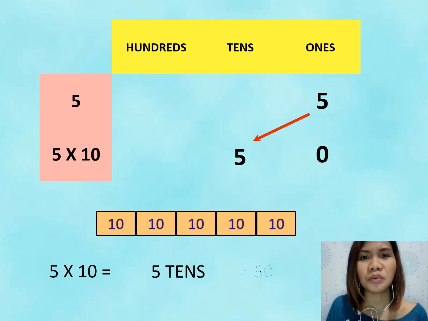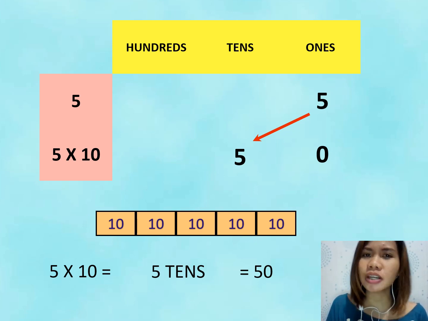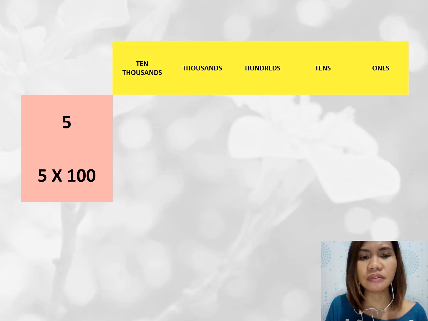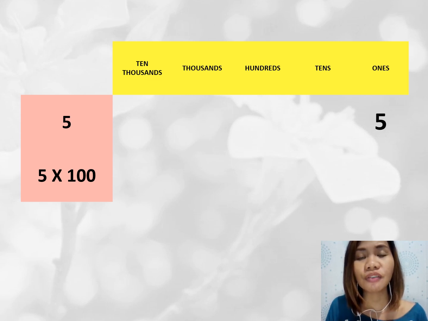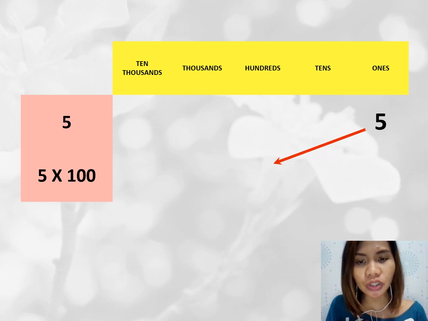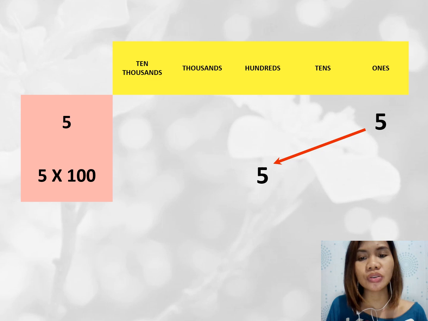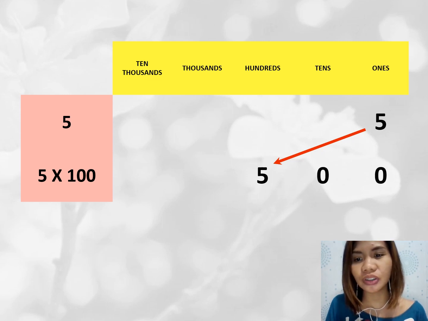Or we write the value 50. Okay, so that's how the short trick happens, right? That's the reason. And have 5 multiplied to 100. So your 5 ones will become 100 when multiplied to 100. So this will become 500.